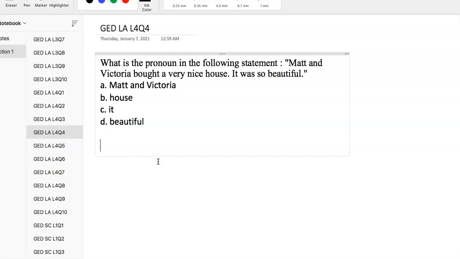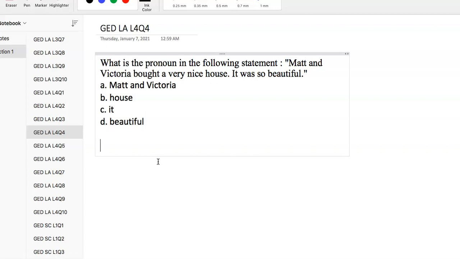Okay, and then a pronoun question. What is the pronoun in the following statement? Matt and Victoria bought a very nice house. It was so beautiful. Okay, so just making sure that we have this info down. So a pronoun is a word that replaces a noun. Okay, that's what a pronoun is.